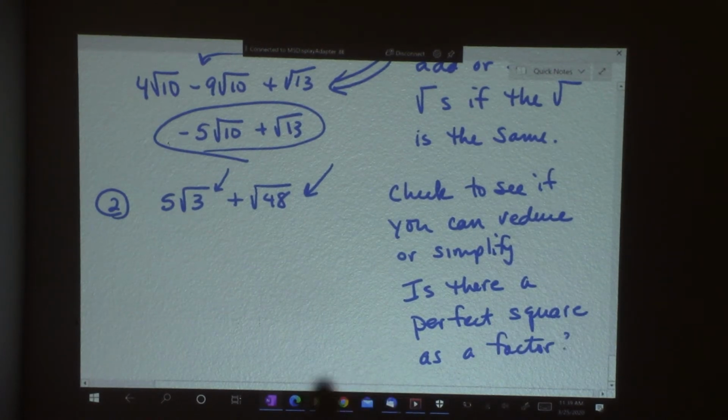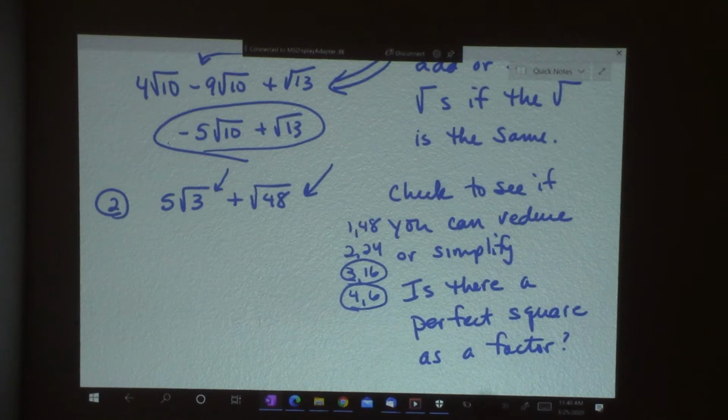So is there a perfect square as a factor? Well, I've got lots of factors of 48, so let's write them down. 1 and 48, 2 and 24, 3 and 16, 4 and 6. Okay. Now, which pair has a perfect square? Well, 3 and 16 does, and 4 and 6 does. Which one would I pick? Well, you want to pick the largest perfect square. So that means I'm going to pick this one.